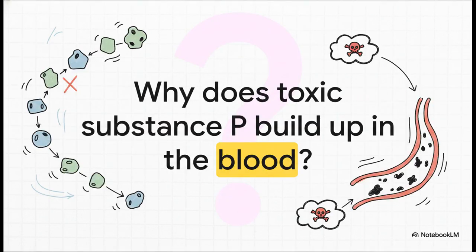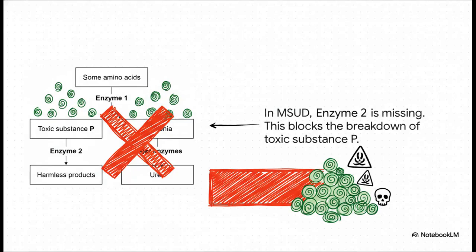Now for a 3-mark explanation. We need to explain why this nasty toxic substance, which they've called P, starts to build up in the blood. For this, we've got to go back to that pathway diagram. So if we look at our pathway diagram, the problem becomes really clear. In MSUD, enzyme 2 just isn't made.